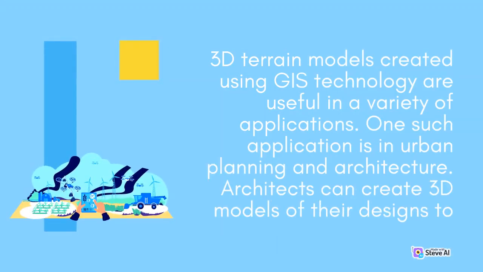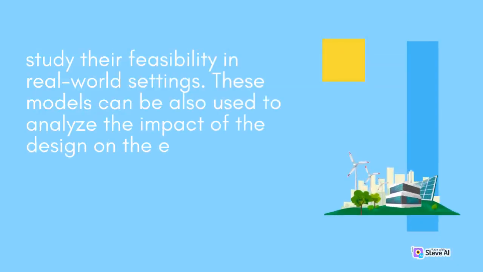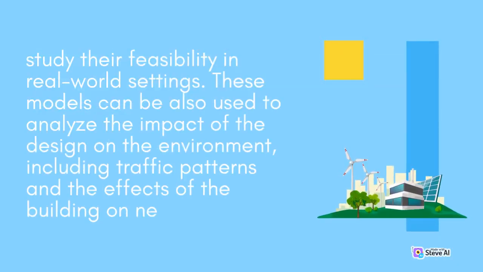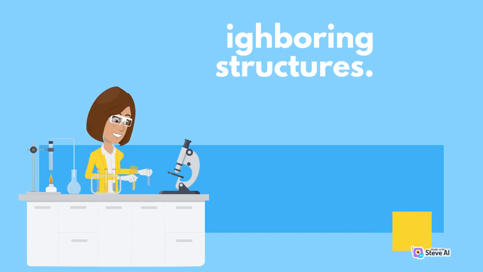3D terrain models created using GIS technology are useful in a variety of applications. One such application is in urban planning and architecture. Architects can create 3D models of their designs to study their feasibility in real-world settings. These models can also be used to analyze the impact of the design on the environment, including traffic patterns and the effects of the building on the neighboring structures.